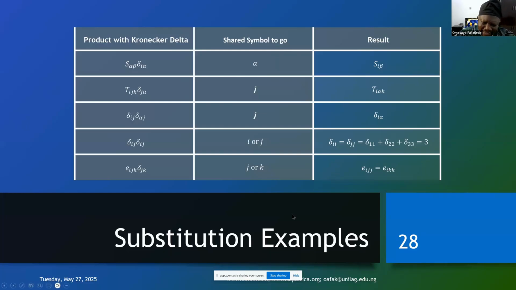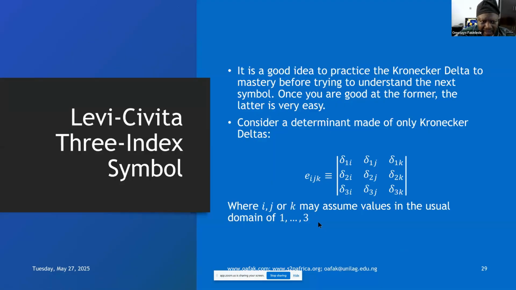So what we have here now is on slide 29. We are introducing the Levi-Civita 3-index symbol. It's a good idea to practice the Kronecker delta to mastery before trying to understand the next symbol. Once you are good at the former, the latter is very easy. But if you are not good in the Kronecker delta and you are now trying to understand the Levi-Civita, it's going to be a very hard day for you. So make sure you fully understand the Kronecker delta, the way it functions, the way it operates, and then you can now come and understand the Levi-Civita 3-index symbol.